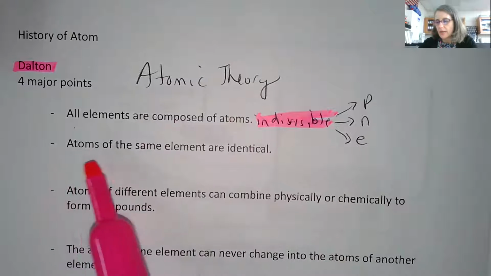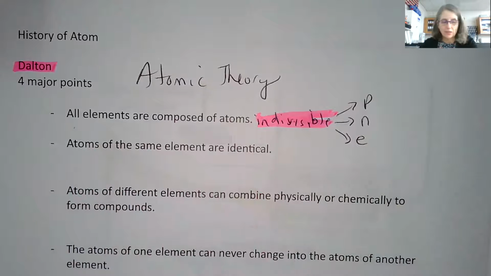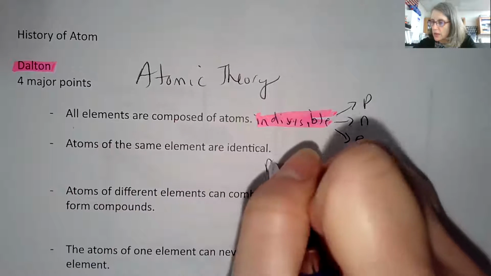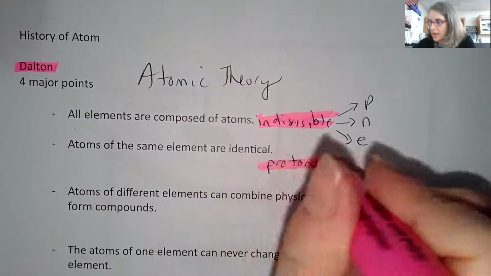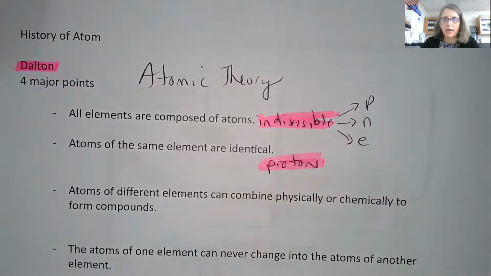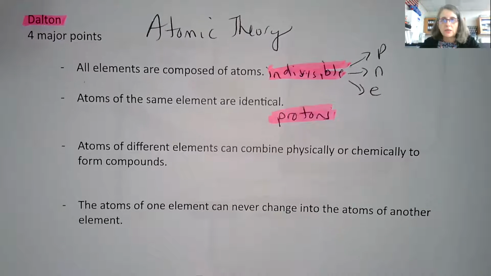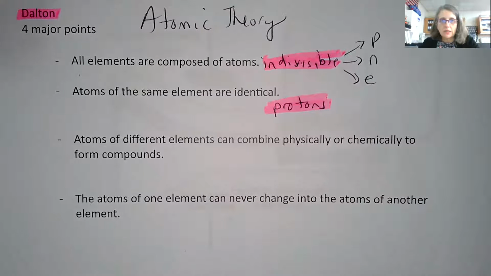Number two, atoms of the same element are identical. That is due to the number of protons. So if I have 7 protons, I have to be nitrogen. If I have 8 protons, then I am oxygen, and so on and so forth. So the identity of the atom is going to be dictated by the protons.